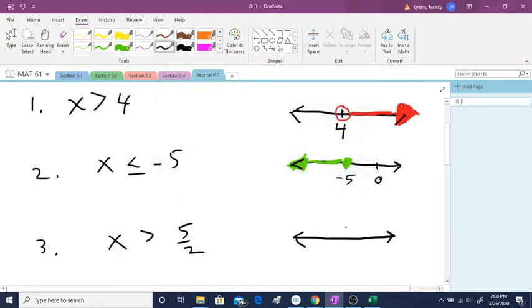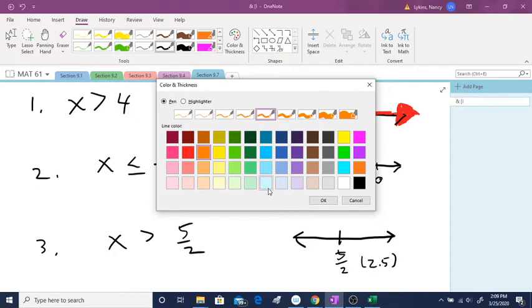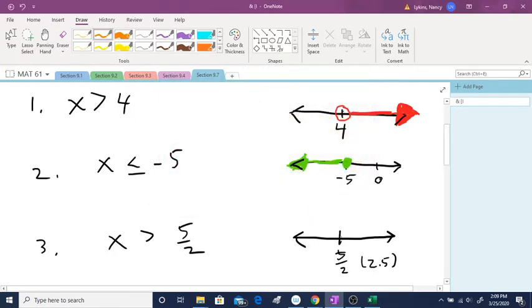My number 3 is x is greater than 5 halves. Now, a common mistake on this: 5 halves is the same as 2.5. Do not try to treat this like a slope and say, okay, I've got a 5 and a 2. No, it's 5 halves. It's 2.5. So it's greater than, so I know it's open, and it's going to the right because that's what the arrow's showing me. So this is what it should look like.